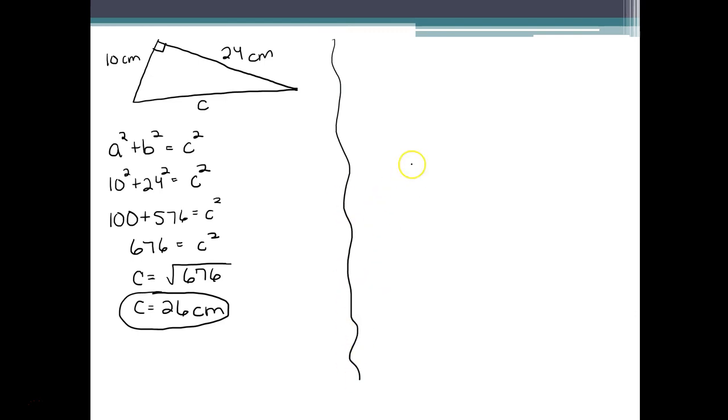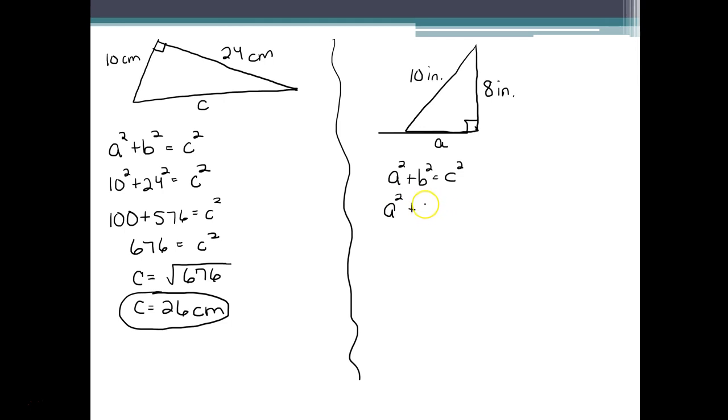Now your problems aren't always going to have you find C. This next one's kind of similar to the triangle we were dealing with earlier. In this case, they gave us the hypotenuse is 10 inches, one of the legs is 8 inches, and they want us to find the length of leg A. So a squared plus b squared equals c squared. We don't know A yet, so we'll keep it as A. The other leg, B, is 8 inches. And the hypotenuse, C, is 10 inches.